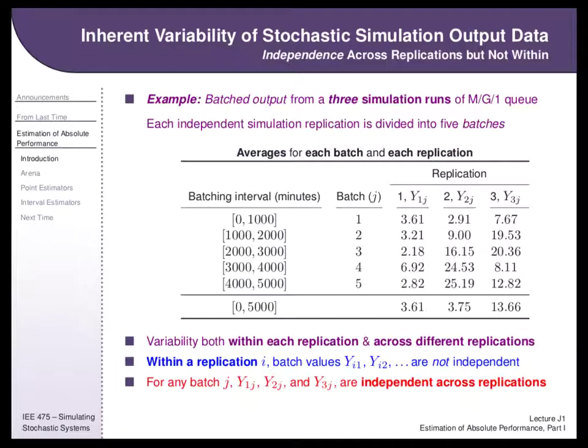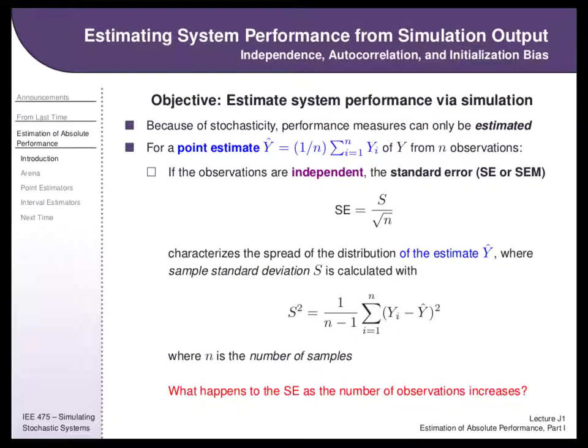So there are questions of what do I mean by within and between. So data out of a single replication versus data across replications. Okay. So when I have independence, then I can use this standard error of the mean. So I can basically calculate a mean, a point estimate like this one.